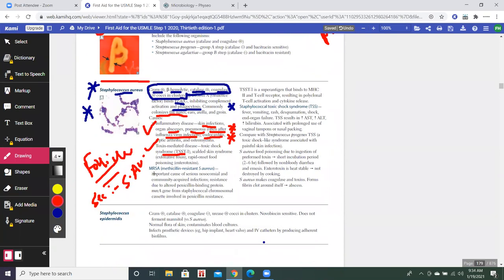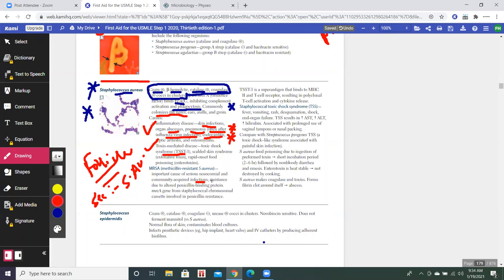Now, the next one that we wanna talk about is MRSA, okay? That is methicillin-resistant Staph aureus. It's a very important cause of serious nosocomial and community-acquired infections. Resistance is due to altered penicillin-binding protein.